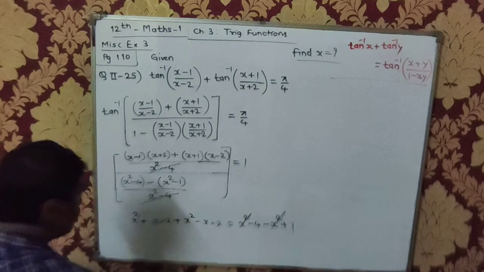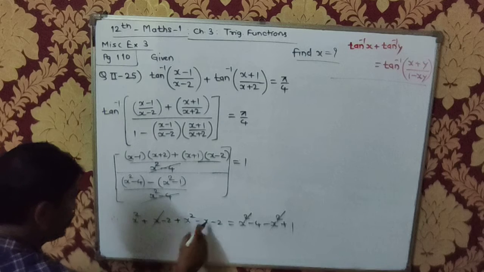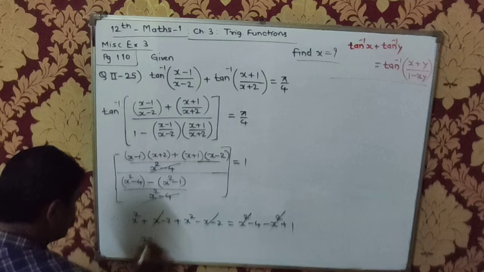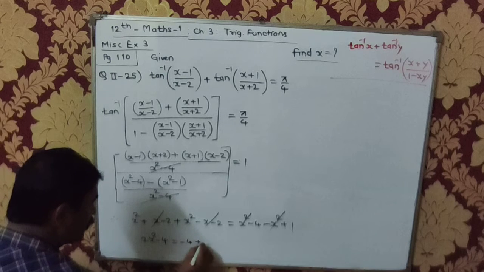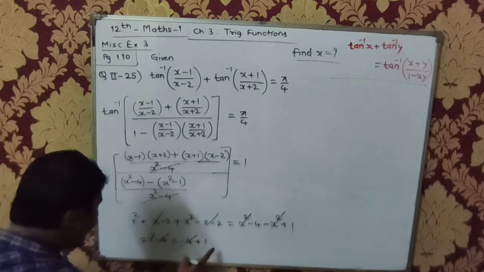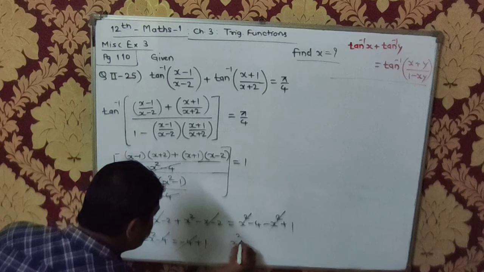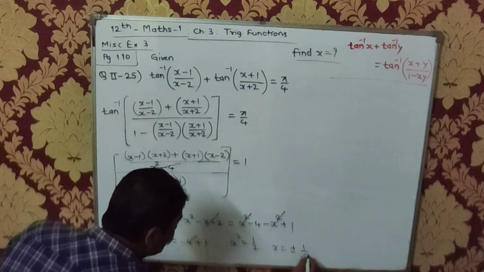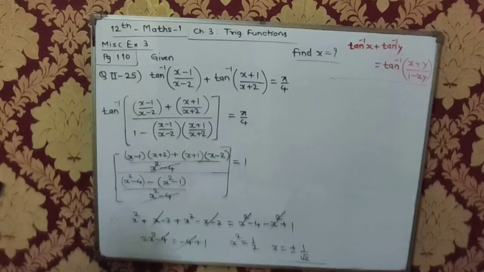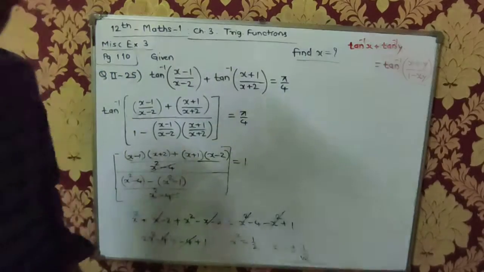X square gets cancelled and this x gets cancelled. So this is 2x square minus 4 is equal to minus 4 plus 1. Minus 4 we cancel. So 2x square is equal to 1. So x square is equal to half and therefore x is equal to plus or minus 1 upon root 2 and that is the answer. Please check whether this is clear.